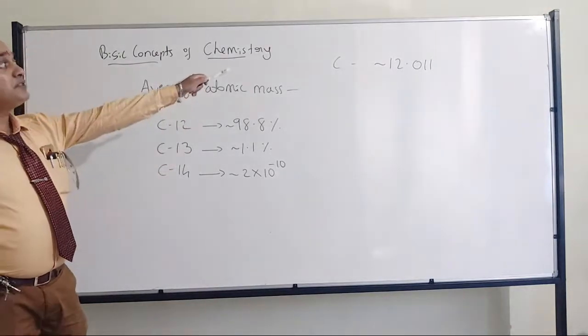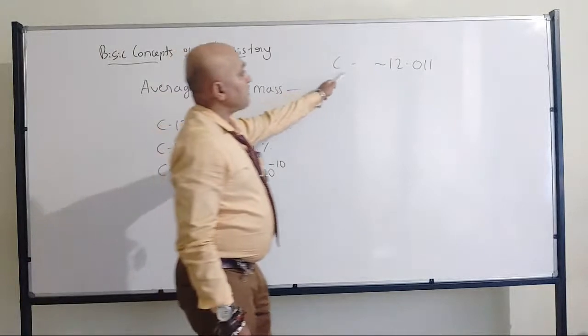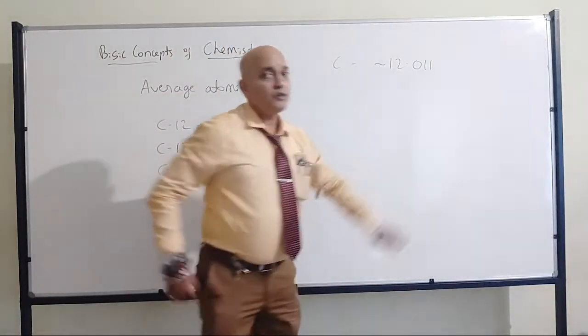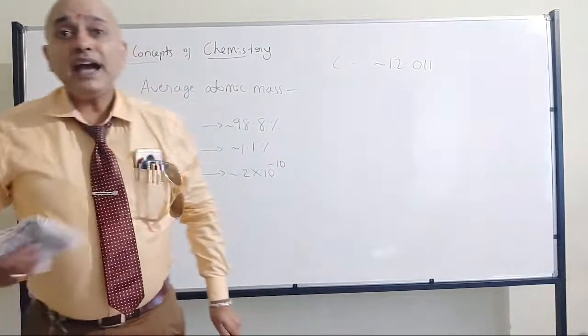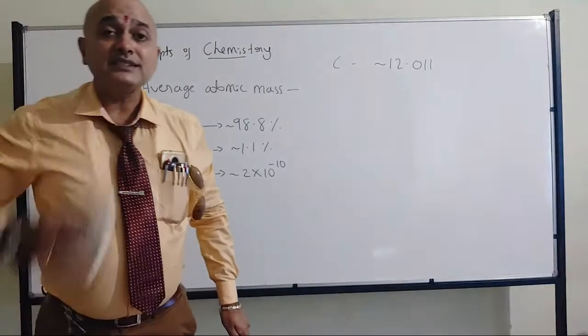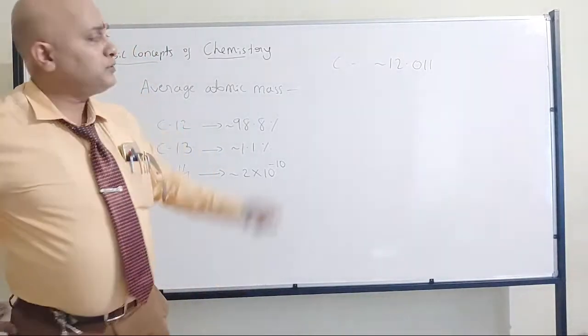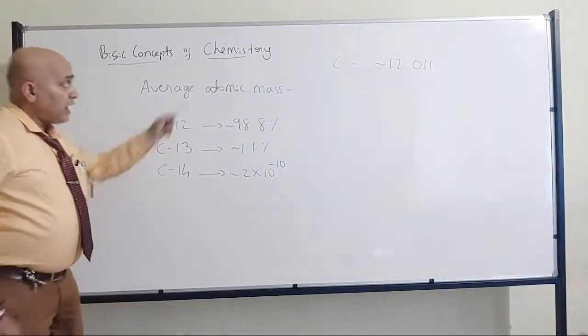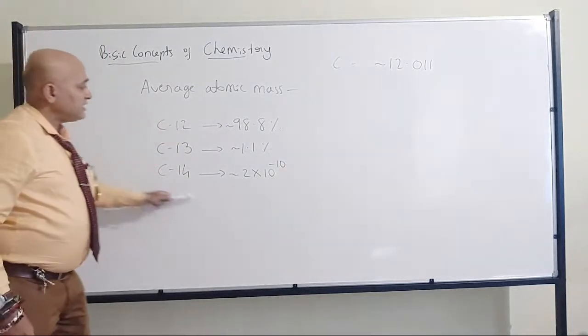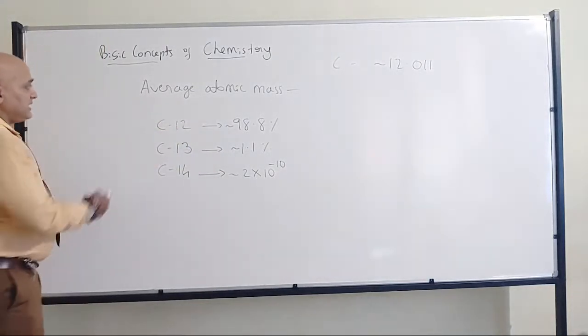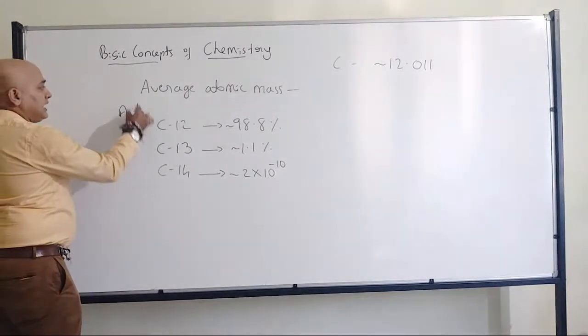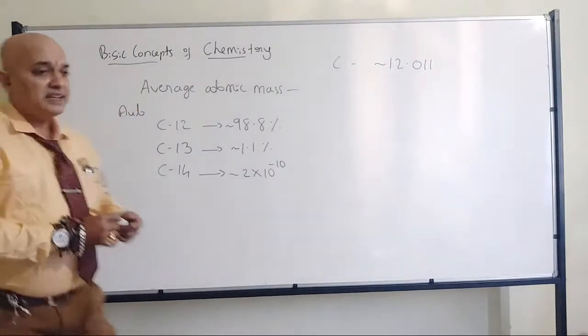Because we know that the average atomic mass of carbon is 12.011. From where did that value come? That is the question. So to answer that, I have written this one: their abundance in nature.